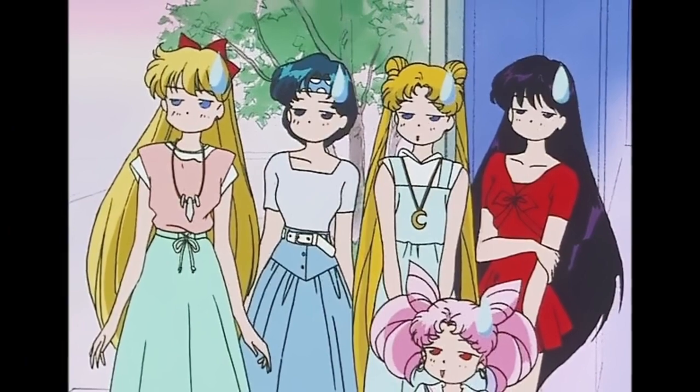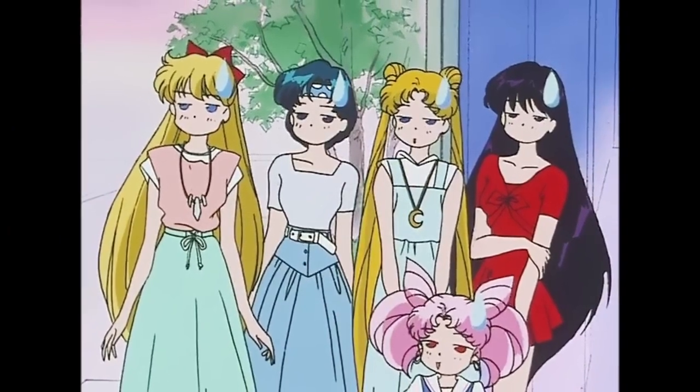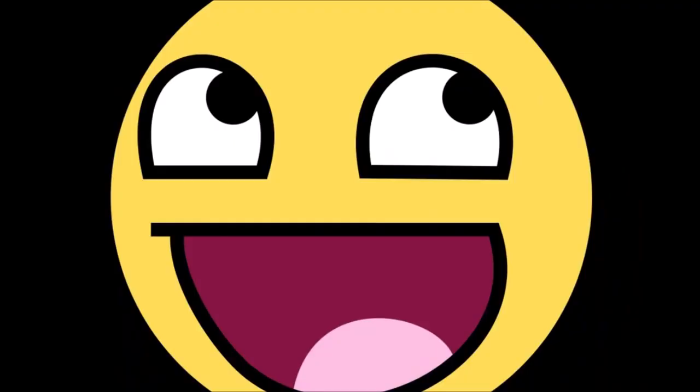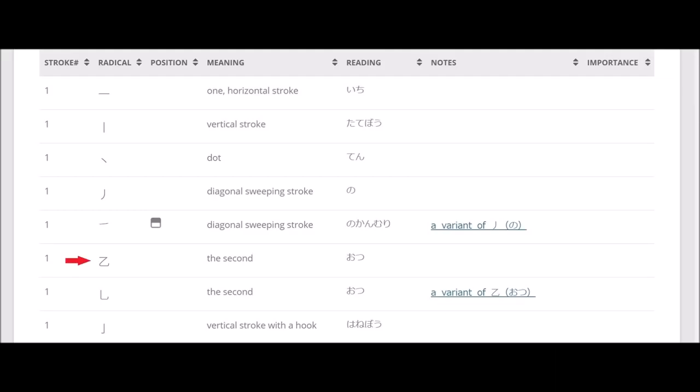Sometimes you'll notice they're written different ways depending on where they appear in the kanji. Isn't that fun? Anyway, you got otsu twice, which means the second. That radical by itself, just as a kanji, if you add it to onna at the end, it makes otome, which means virgin or maiden or young girl. And then we have hanebo, which is vertical stroke with a hook.